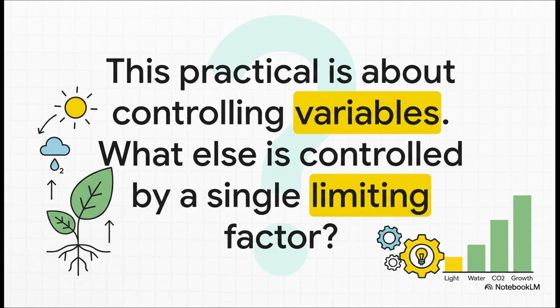But I want to leave you with one final thought. We've seen how light can be the single factor that limits a plant's growth. So my question to you is, what else, maybe in nature or even in our own lives, is held back by just one single limiting factor?